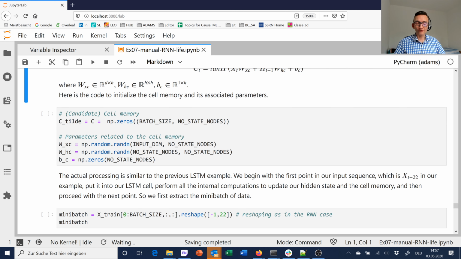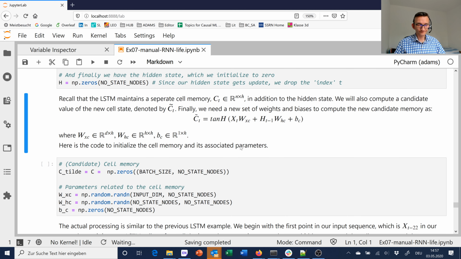And then a bunch more parameters relating to the cell state, where we need wx, wh, connections to the cell state, and a bias. You see these here, right? When we calculate the candidate cell state, prior to doing any updates, we have the input multiplied by some weights plus the previous hidden state multiplied by some weights plus a bias. Hence, we also need weight matrices for this bit here.